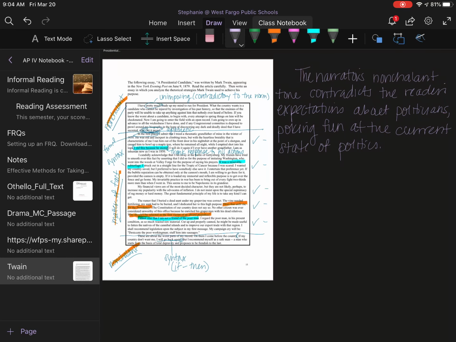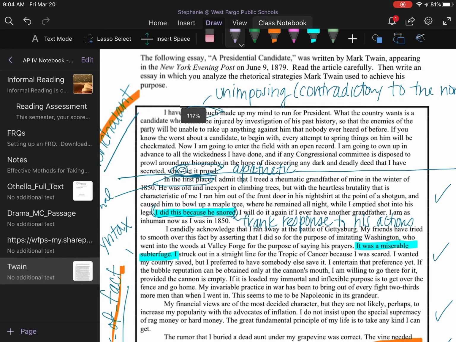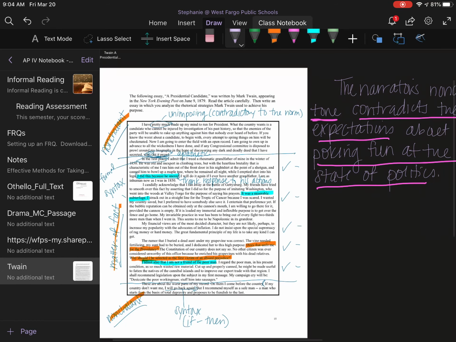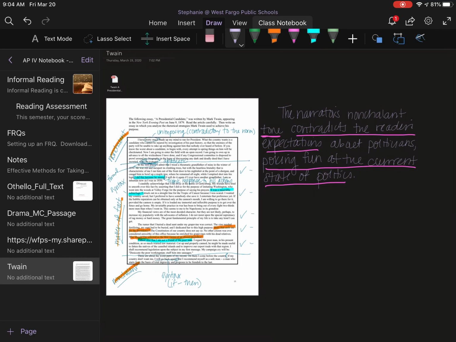So what I have, and I'm just going to stop really quick and break this down. I have my device or technique, rhetorical choice, okay? I have what it's doing, and then I have the purpose. How does it contribute to the overall purpose? So if I look at the beginning, I'm going to talk about the apathetic part. So we're going to talk about the syntax.